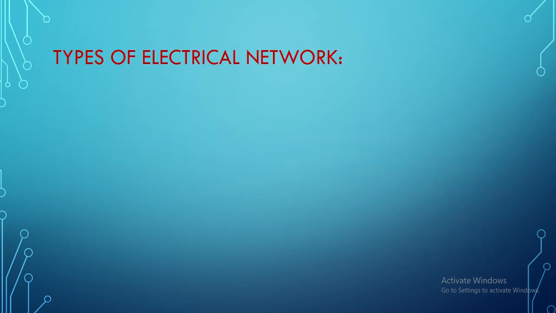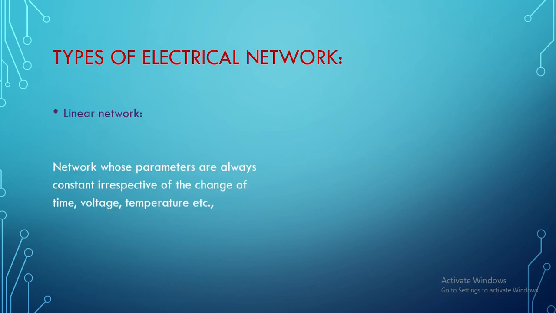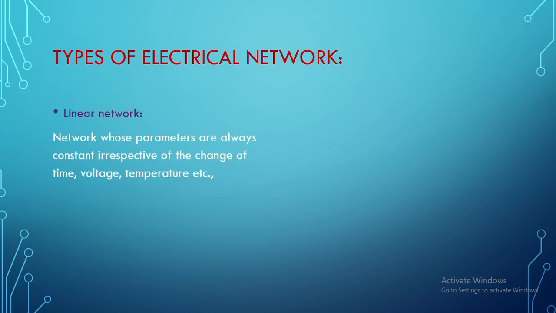Next one, what electrical networks are available? First one is the linear network. The network whose parameters always remain the same irrespective of changes in time, voltage or temperature. If temperature, voltage or time changes, the parameters or the behavior of the network do not change.